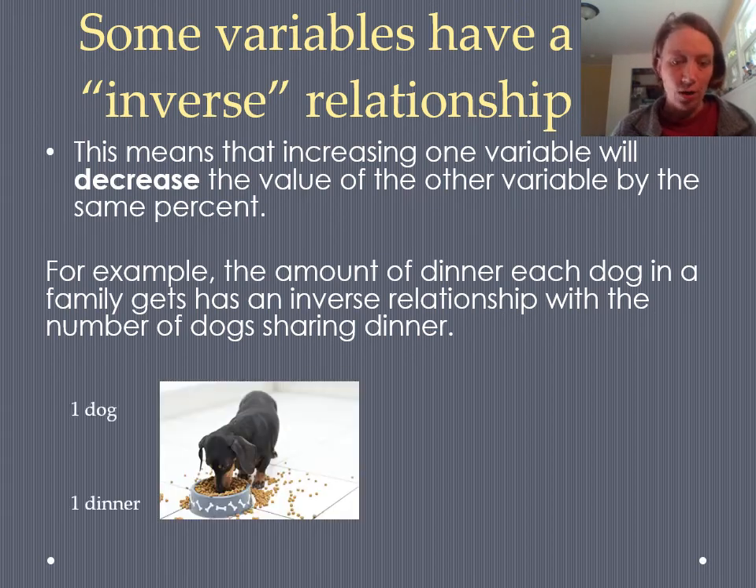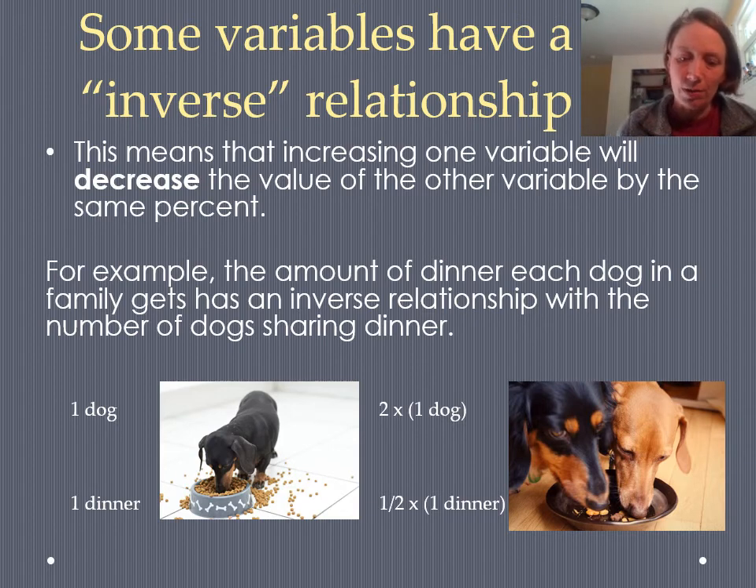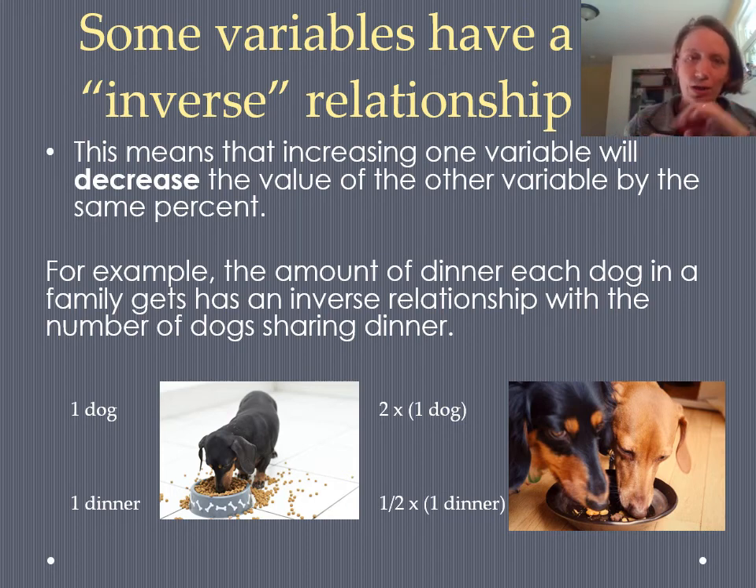So if I had just one dog, it's going to get 1 dinner. But if I double the number of dogs, they don't get more dinner each like you would see in linear. They actually get less dinner, and the amount of dinner they would get is 1/2. So you'll see if you double something in an inverse relationship, the other variable goes down by 1/2. If I tripled the dogs, hopefully you could figure out what's going to happen: we're going to have 1/3 as much food. So you'll see that reciprocal relationship in inverse relationships between variables.